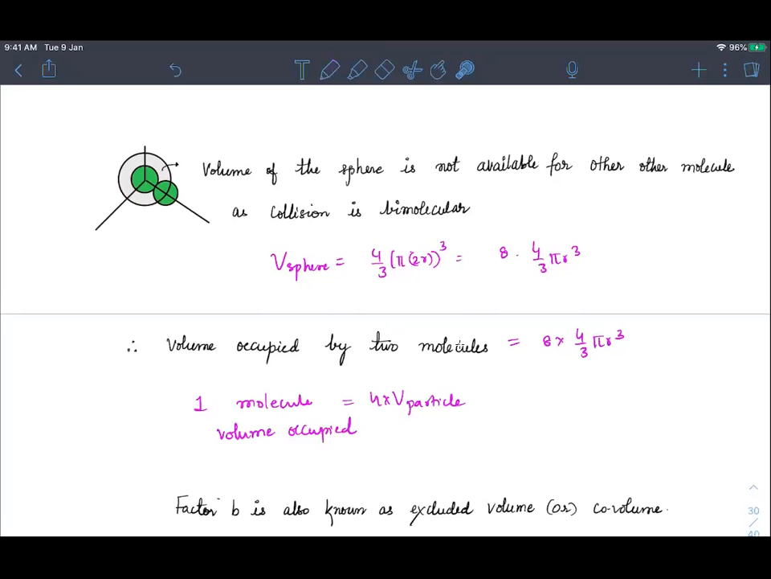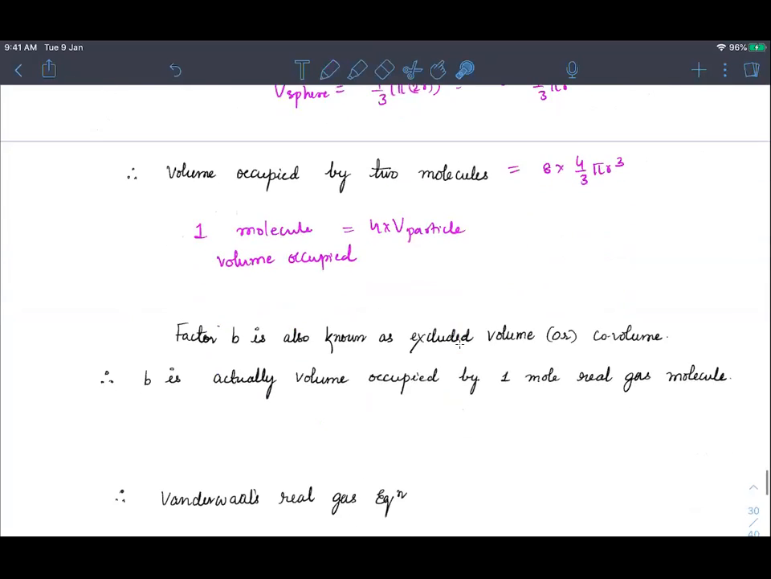So this factor b, which we are defining in the van der Waals equation, is known as excluded volume or co-volume. Which means it is the volume occupied by 1 mole of the real gas. So how much will that be? b will be equal to 4 times 4/3 pi r cube, this is for one particle, times Avogadro number, for 1 mole. So for 1 mole, the volume that is occupied is called the co-volume, excluded volume, or just the factor b. You understood what b is now?